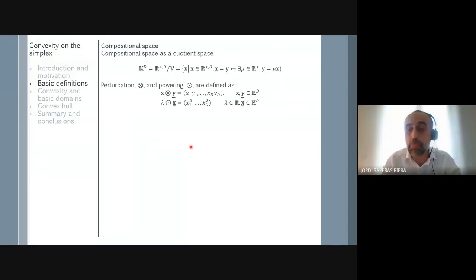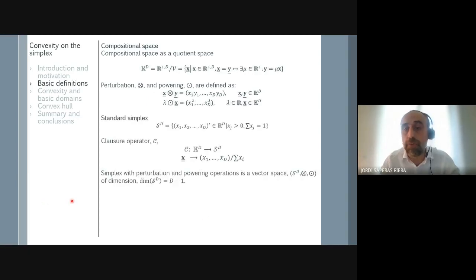The operations that provide compositional space with a vector space structure are perturbation and powering. Of all the representatives of the compositional space, the most common is the standard simplex. As you already know, the closure operator allows to select the representative from each class of equivalence of the compositional space in the standard simplex.